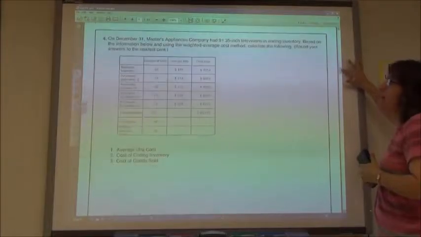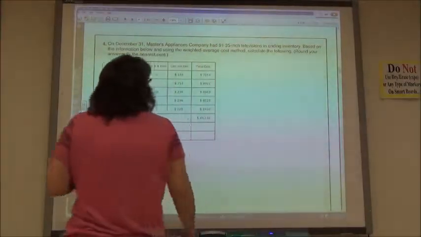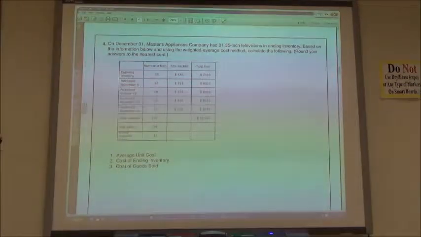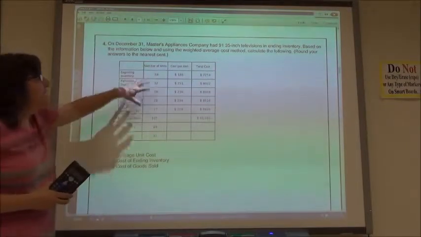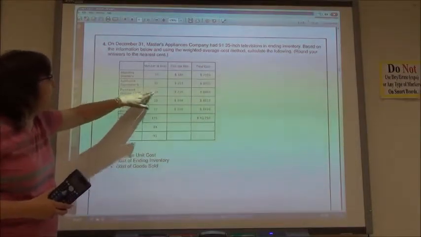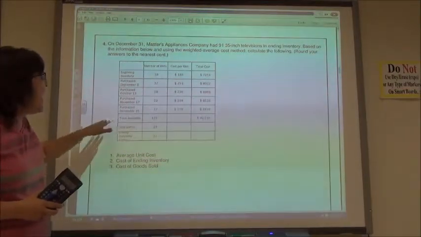Number 4. It says on December 31st, Masters Appliance Company had 91 35-inch televisions in ending inventory. Based on the information below, using the weighted average cost method, calculate the following. So if I'm doing the average cost, instead of looking and saying, I have 10 of these and 5 of these and 7 of these, we're just going to find the average.